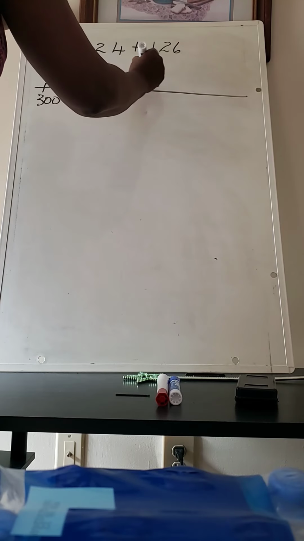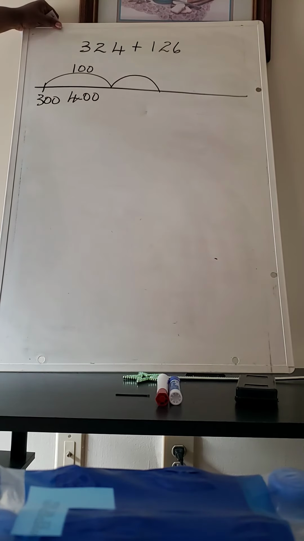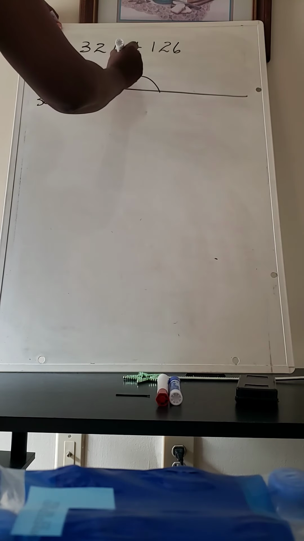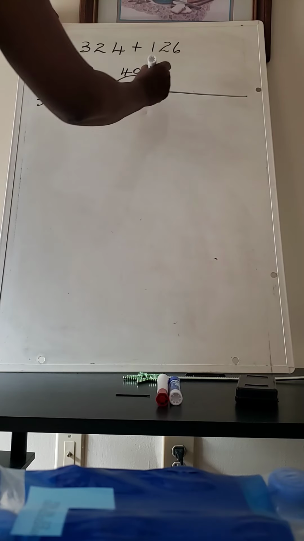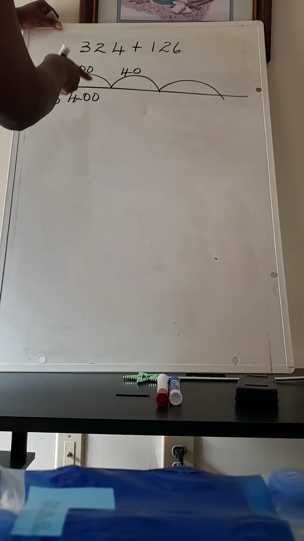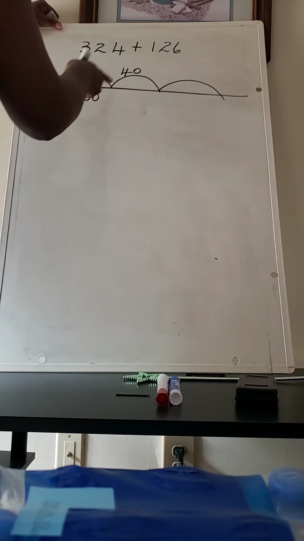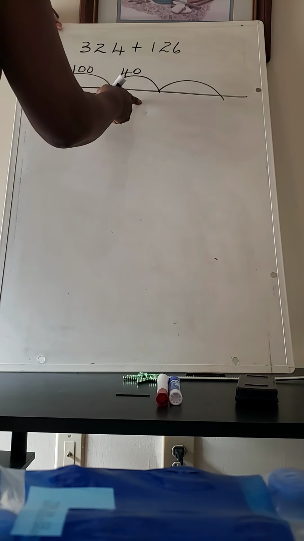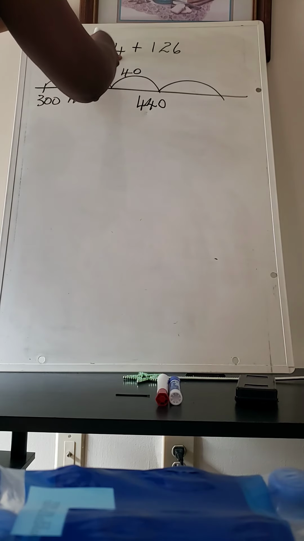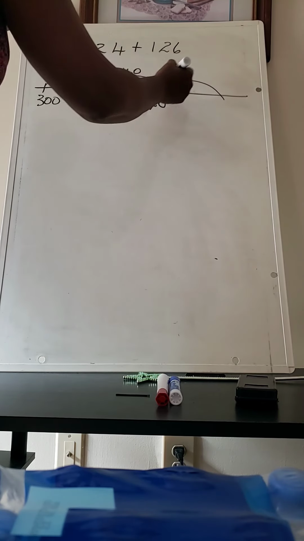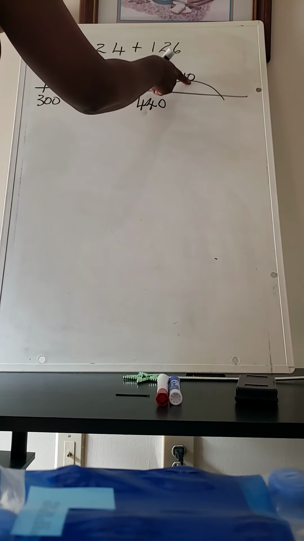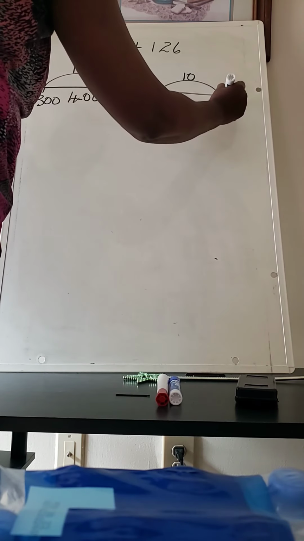So now we are going to be adding our tens. So we are adding 2 tens plus 2 more tens gives us 4 tens, and 4 tens is equal to 40. So when we add 40 to 400, we get 440. And now we're adding our ones. 6 ones and 4 ones give us 10 ones. So when we add 440 and 10, we get 450.